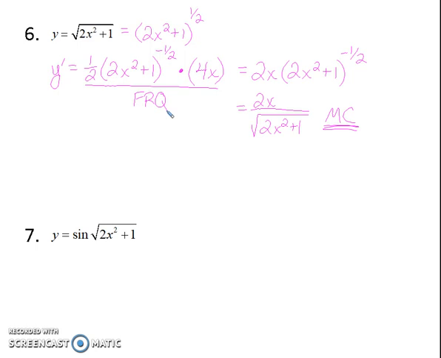So now let's look at number 7. Number 7 is basically we've added one more function into the mix from what we had on number 6. So we actually have a function inside of a function inside of another function. So we can think about this even as sine of 2x squared plus 1.